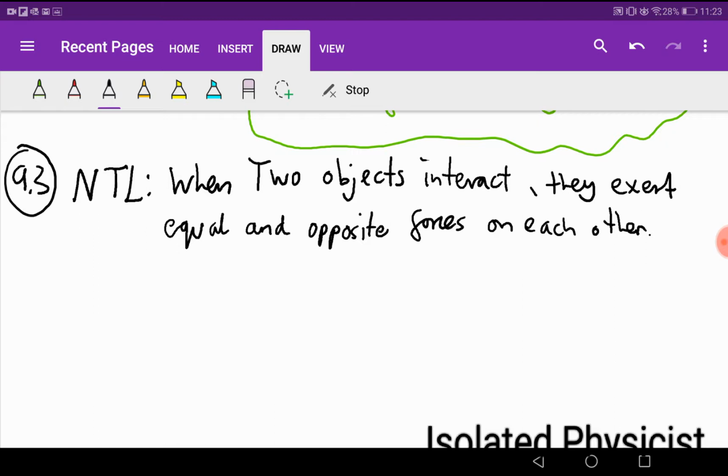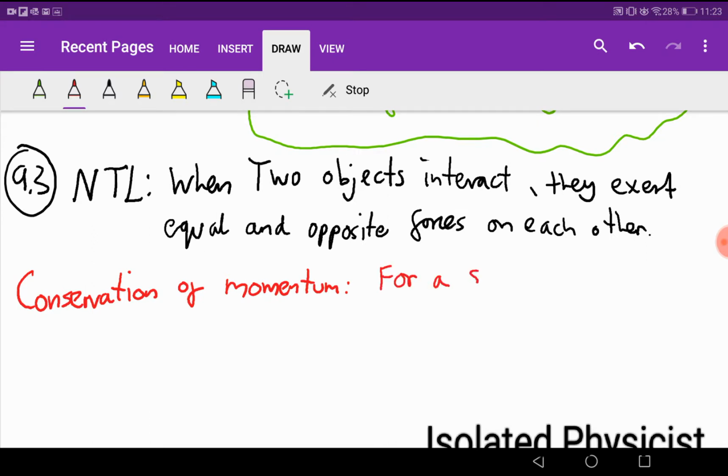So let's look at the principle of conservation of momentum. Very important this is. So important I'm going to write it in red. For a system of interacting objects, total momentum remains constant.